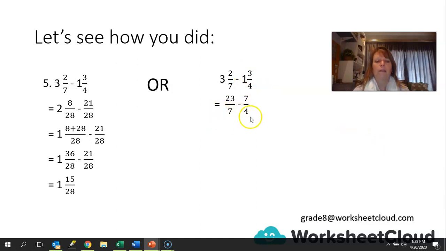I need to make this into a common denominator. Again, it's 28. So 23 times 4 is 92 if we use the shortcut. 7 times 7 is 49. I can now say 92 minus 49, and I'm going to end up with 43 over 28. It's an improper fraction. I need to make it a mixed number, which is going to give me 1 and 15 over 28. Can you see? My answers are exactly the same.